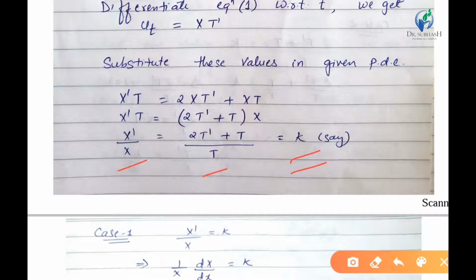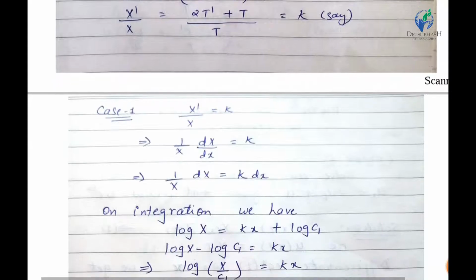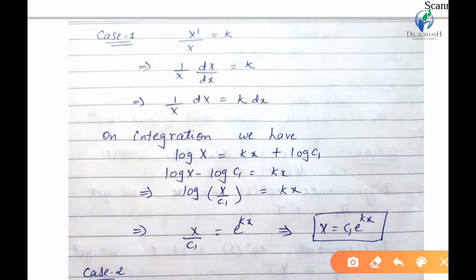Now we will have two cases. First we will compare the X term with k, and then the T terms with k. Case 1: X' upon X equal to k. Now what is X'? X' is dX upon dx, d of capital X upon d of small x, which is equal to k. Now this dx will go towards k, so the equation will be 1 upon X dX is equal to k dx. Now we can easily integrate it.